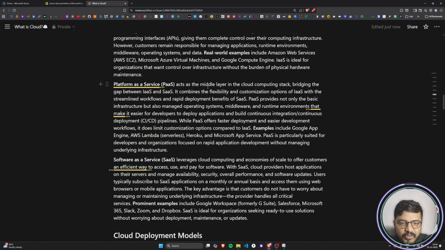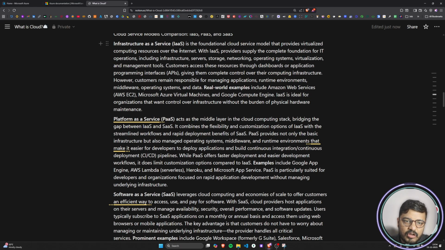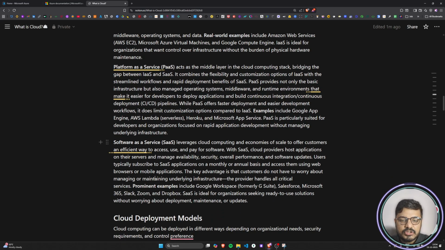So what platform as a service did is it became a middle layer in the cloud computing stack, bridging the service between infrastructure as a service, like it was not a raw virtual machine, as well as it was not a full-fledged software. It was something in between. Okay, let's say it gives you some kind of runtime.